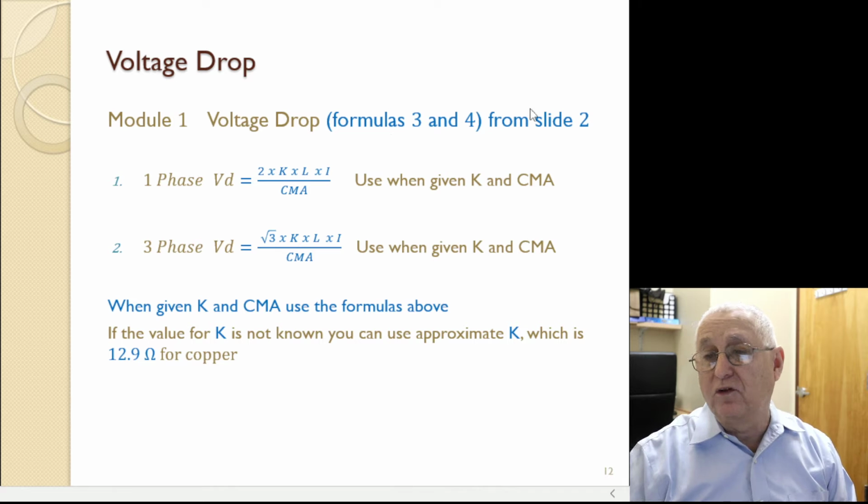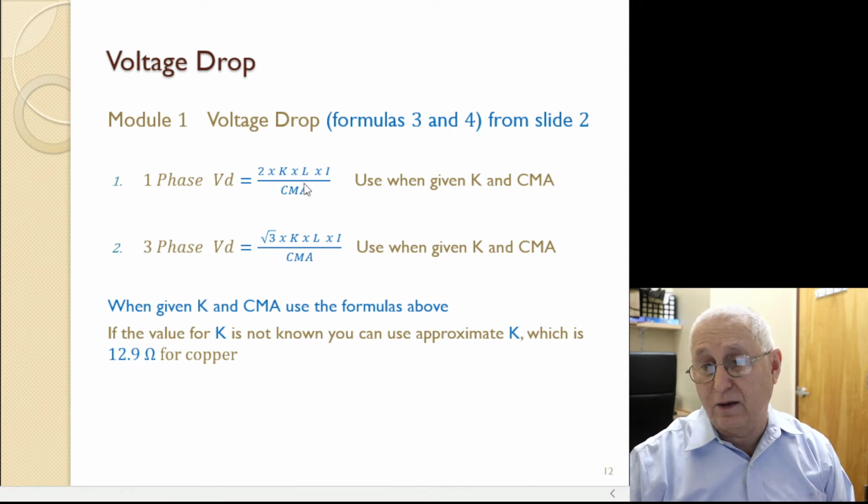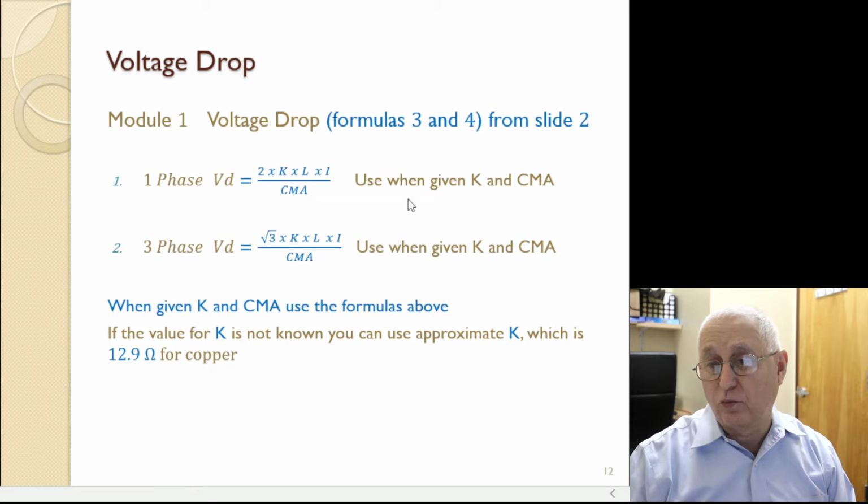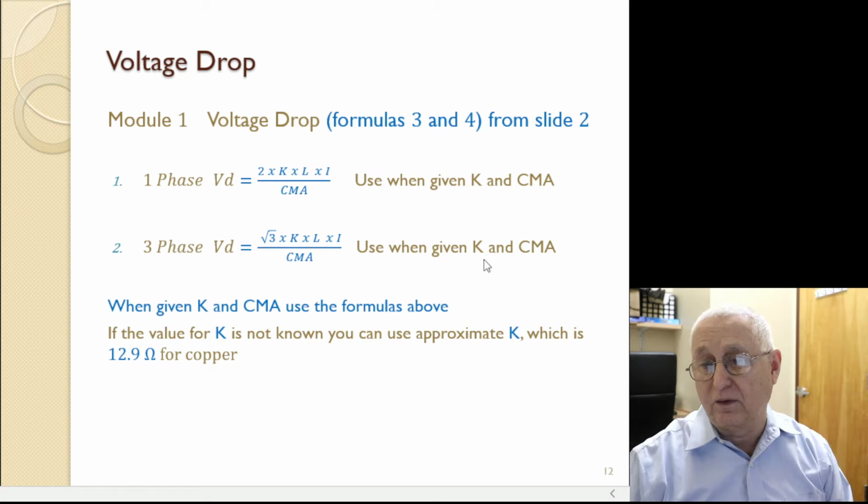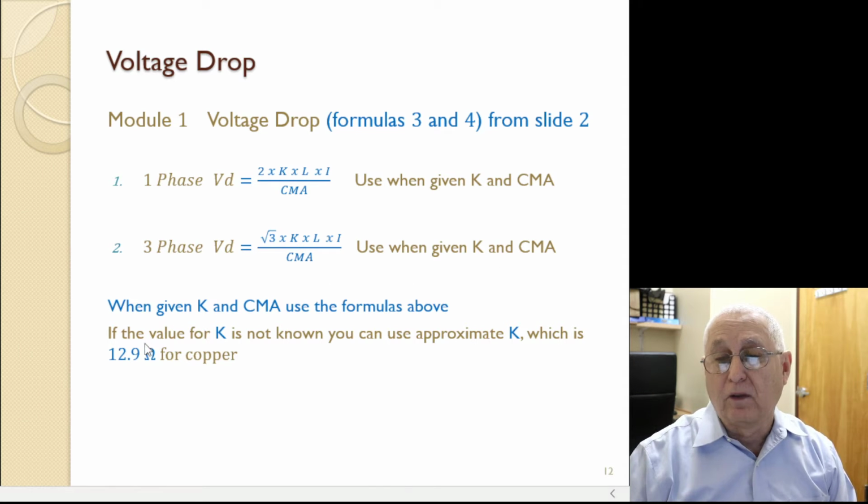This is formulas 3 and 4 from slide 2. This is where we're using K and CMA. This is 2 times K times L times I over CMA. We use this when we're given CMA. In the 3-phase it's the same thing, only we're using the square root of 3 instead of 2. Square root of 3 times K times the length times the current divided by the circular mill area, CMA. Again, we use this when given a K and CMA.